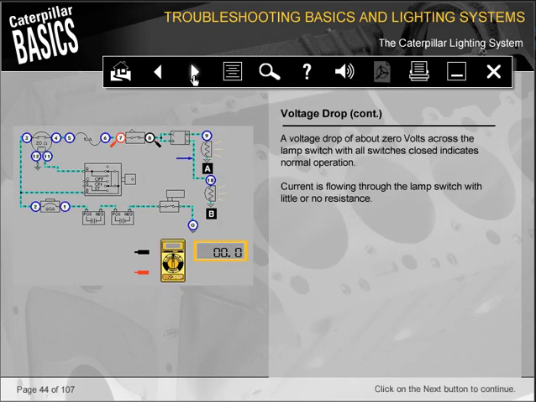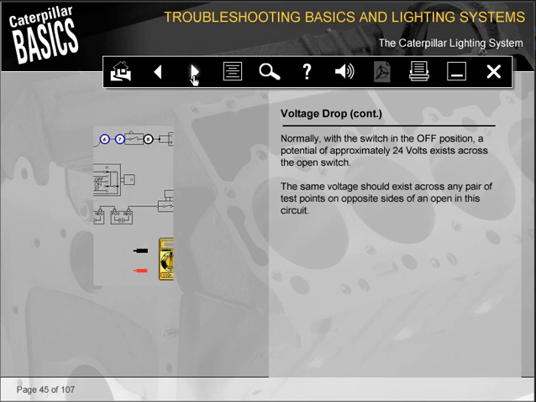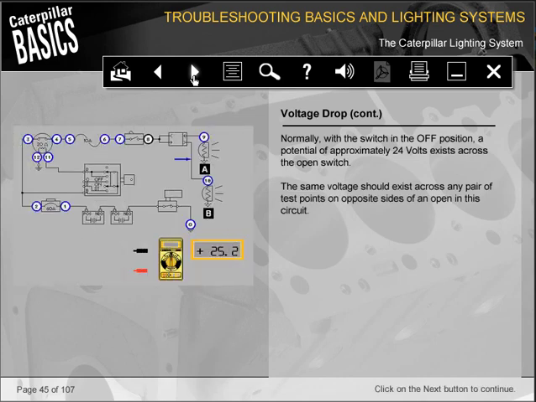A voltage drop of about 0 volts across the lamp switch with all switches closed indicates normal operation. Current is flowing through the lamp switch with little or no resistance. Normally, with the switch in the off position, a potential of approximately 24 volts exists across the open switch. The same voltage should exist across any pair of test points on opposite sides of an open in this circuit.